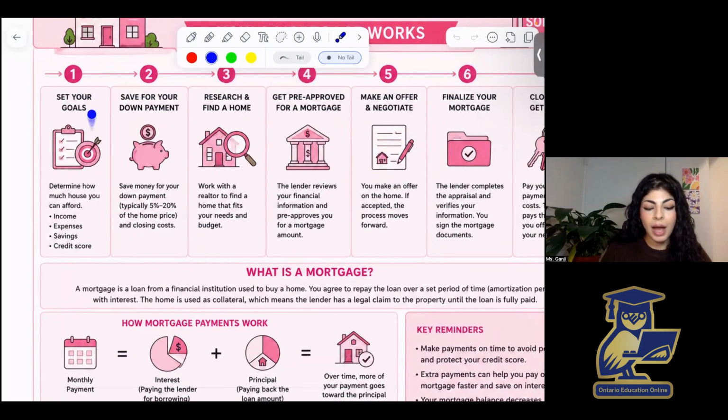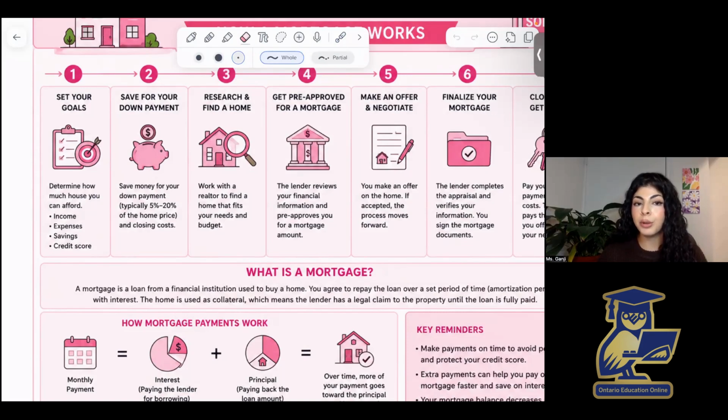Then, once you have a goal, you start, or you already perhaps have saved up for your down payment. Remember, a down payment is a percentage of the total cost of the house that you pay up front, and you get a mortgage on the rest. Typically that's between 5 to 20%, closer to the 20% side. And depending on your down payment, that can also influence your rate for your mortgage, as well as the amortization period and other components of the mortgage.